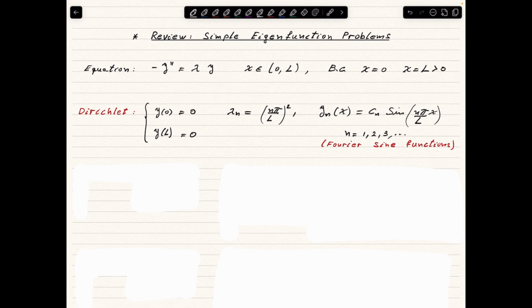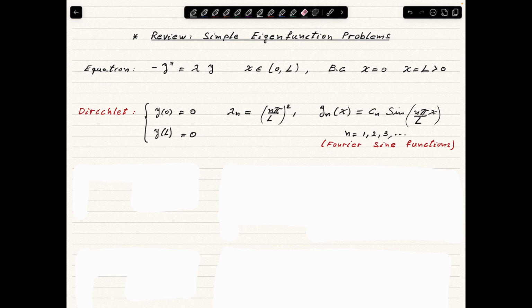These functions are called Fourier sine functions. We are going to discuss that later. There are infinitely many eigenfunctions and eigenvalues for these Dirichlet boundary conditions.